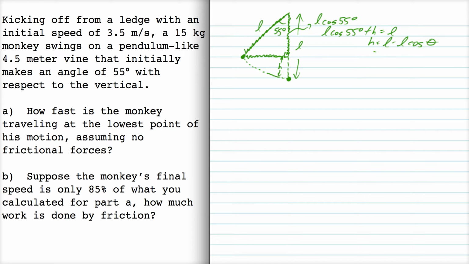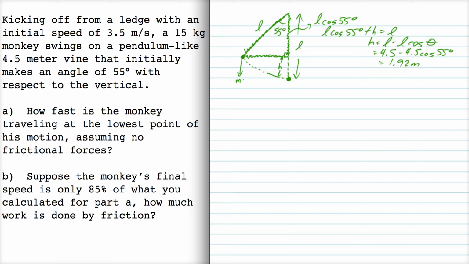In this case, it's a 4.5 meter long vine, and the initial angle is 55. So the height through which the monkey swings is 1.92 meters. Okay, so for part A, it's just a simple work energy problem. We want to know how fast the monkey is traveling at the lowest point of the motion.